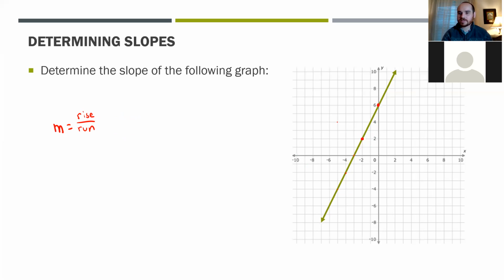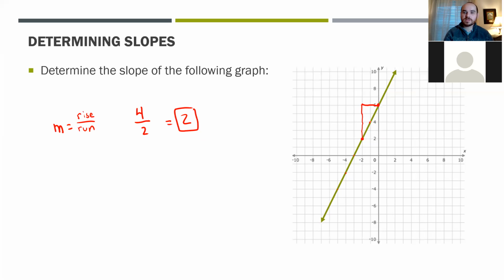So from here, all we have to do is count out our change in y. So in this case, we're going to go up 1, 2, 3, 4. So our change in y, or our rise, was 4. And then we calculate our run. So our change in x, we go over 1, we go over 2. So we have 4 over 2. 4 divided by 2 equals 2. So our slope here is just 2.